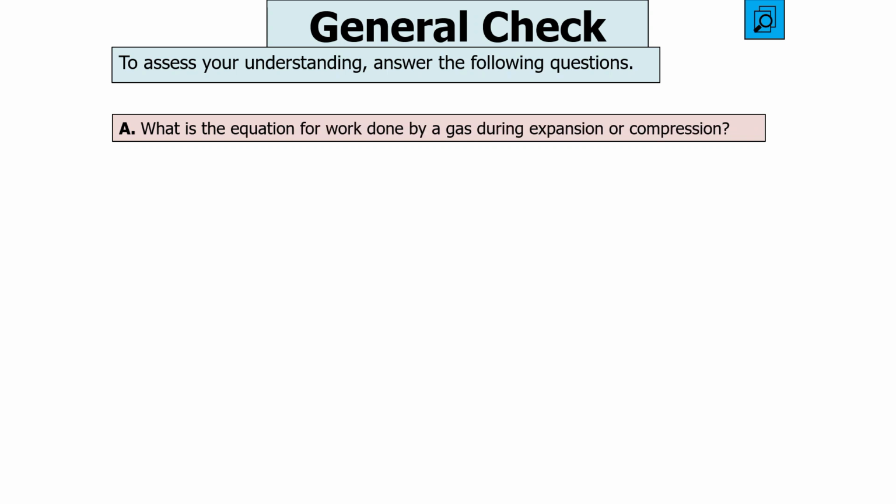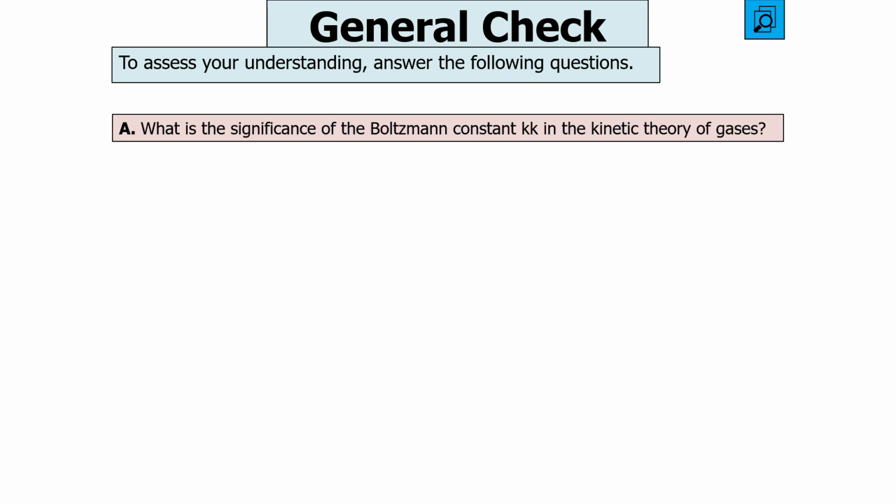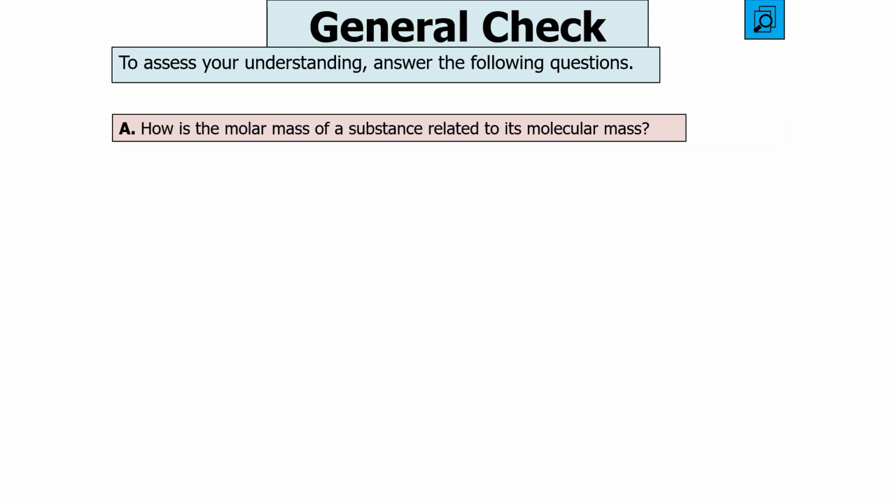What is the equation for work done by a gas during expansion or compression? Work done is equal to P delta V, where P is the constant pressure and delta V is the change in volume. What is the significance of the Boltzmann constant k in the kinetic theory of gases? It relates the average kinetic energy of a gas particle to the absolute temperature, and it's used in the equation PV equals NkT.